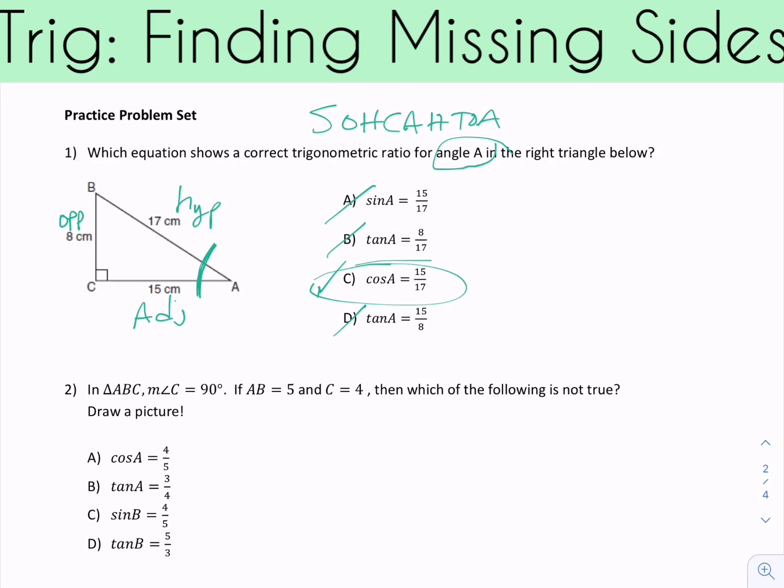Moving on to the next one. The next one has us draw our own picture. So we have a triangle ABC, right? So just put the right angle in anywhere. And we know that angle C is the 90-degree angle, so A and B could be the other two. It is arbitrary. It does not matter. So AB is 5, and AC is 4.